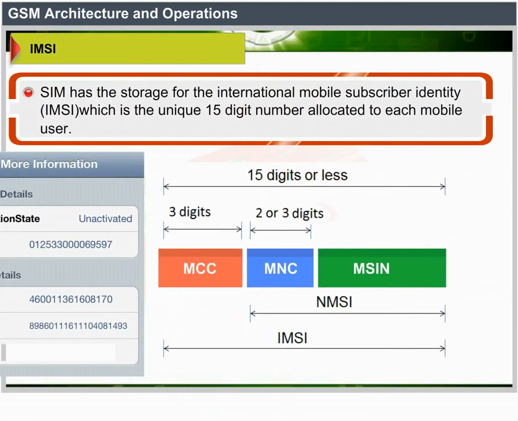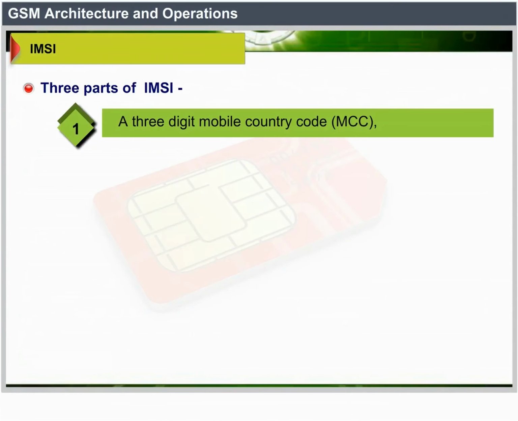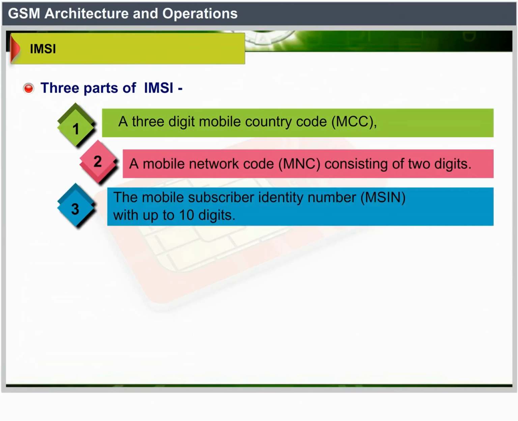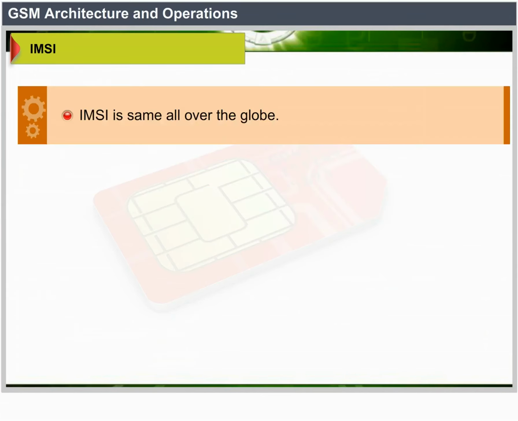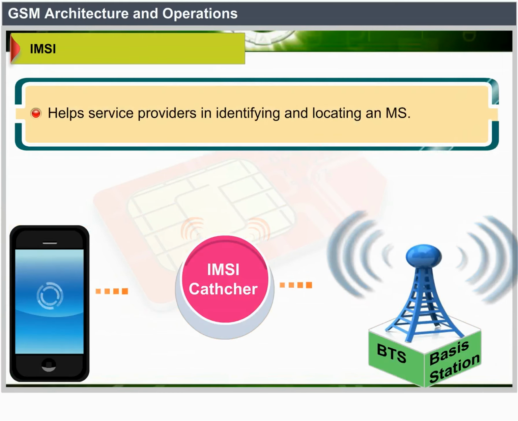IMSI. The SIM stores the International Mobile Subscriber Identity (IMSI), a unique 15-digit number allocated to each mobile user. IMSI has 3 parts: a 3-digit mobile country code (MCC), a mobile network code (MNC) consisting of 2 digits, and the mobile subscriber identity number (MSIN) with up to 10 digits. Same IMSI all over the globe. Identical coding scheme. Helps service providers in identifying and locating an MS.